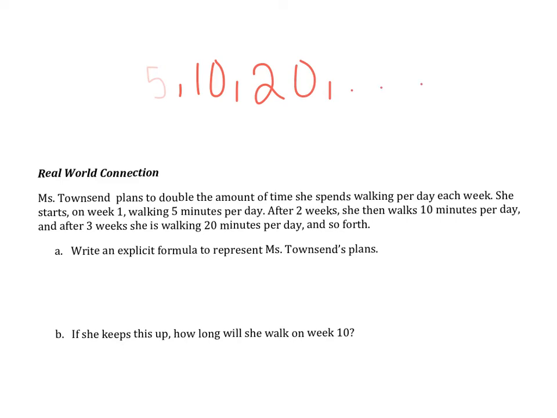Part A says, write an explicit formula to represent Miss Townsend's walking plan. So the first thing we have to ask ourselves is, how do I get from a 5 to a 10? I multiply by a 2. How do I get from a 10 to a 20? I multiply by, you guessed it, a 2. That is all I need to do part A. That is all I need to write my explicit formula.